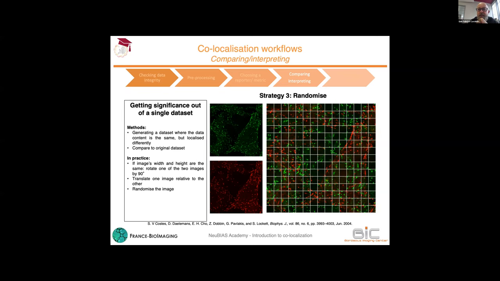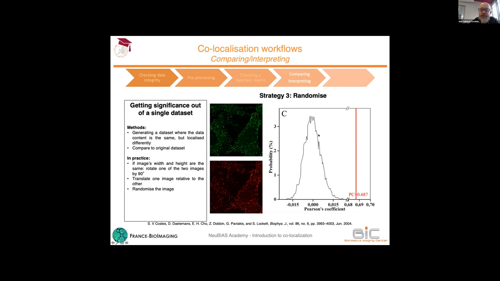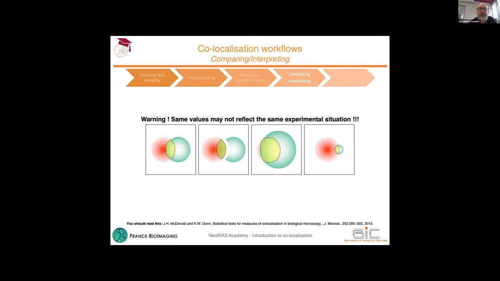And now the thing you will do is compare this randomized green image to the red channel. You will compute the Pearson coefficient. You will do it once, twice, a lot of times, and then you will end up with a big distribution of Pearson coefficients, which corresponds to a situation where co-localization may have happened, but on a random basis. And now you take back the two original images and compare the Pearson coefficient that you got to this distribution. If it's far away from this distribution, this means that you've got a chance to have actual co-localization. So this is another way to work with images when you've got only one experimental situation.